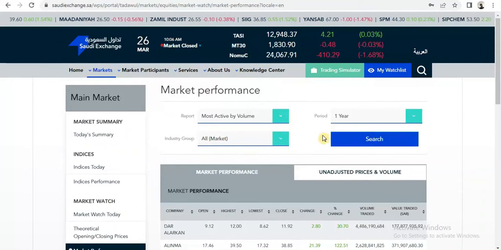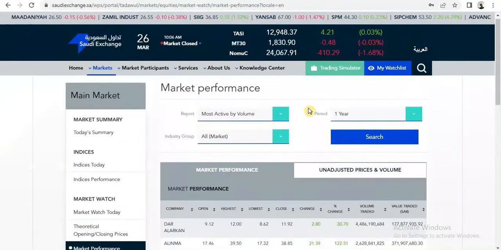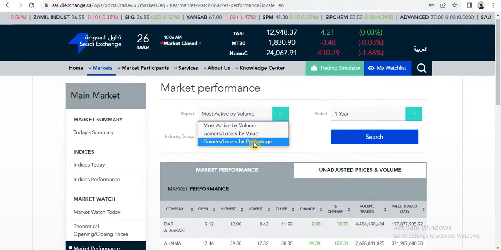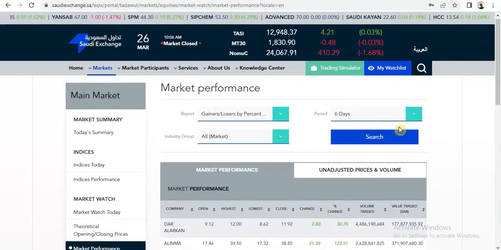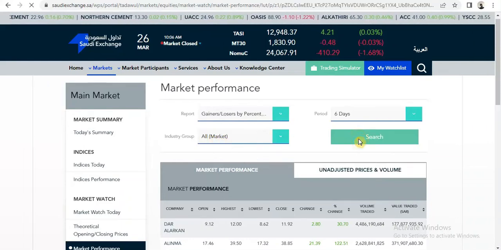For example, we will start with the gainers and losers by percentage, and we want to check for the 6 days, because 6 days is the most recent and obviously very pertinent to our analysis, based on which we can decide how things will be in the next week. We can predict a little bit. What you have to select from here is all markets, then search.